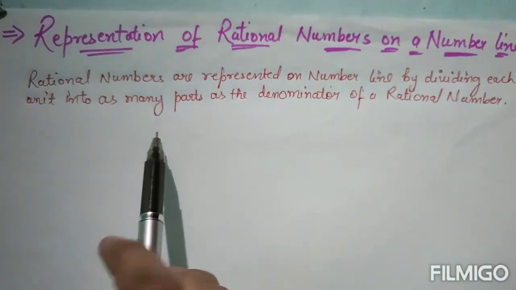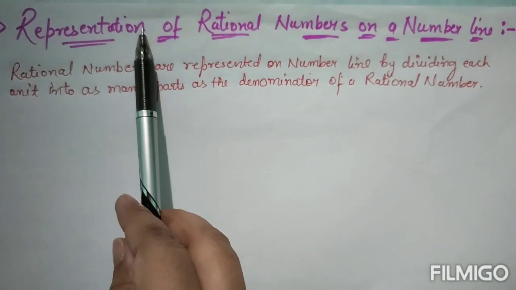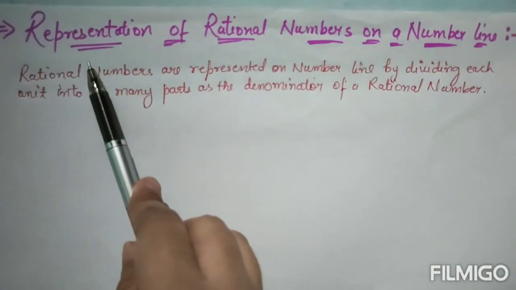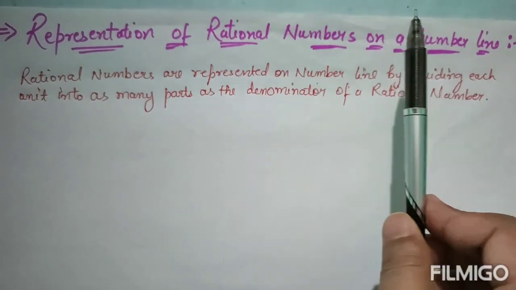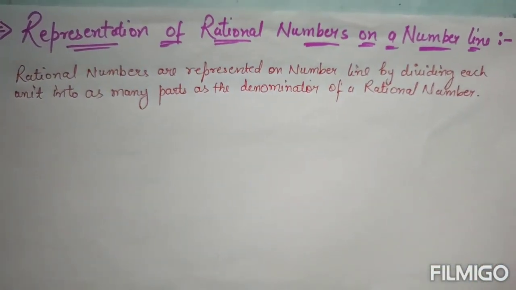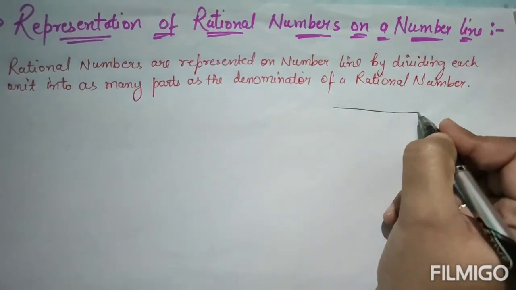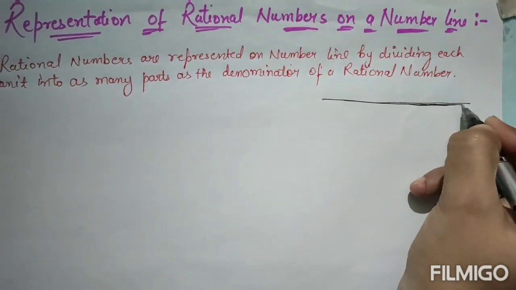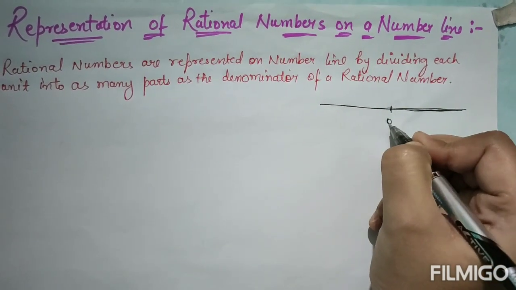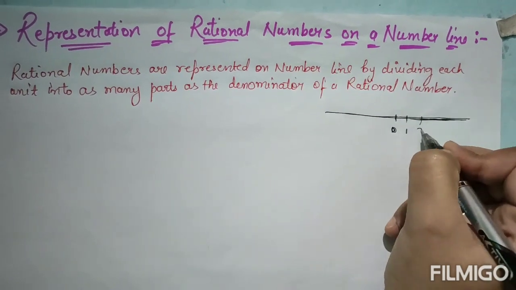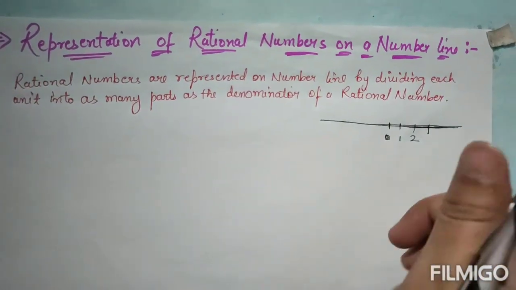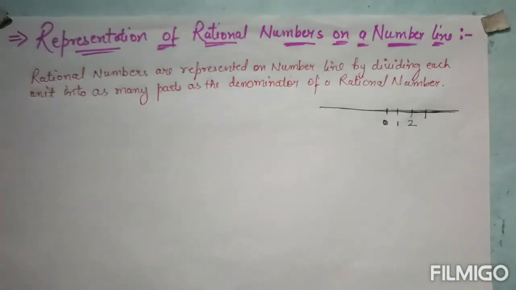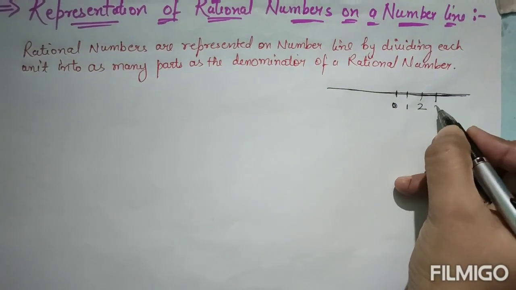Now we are going to tackle the next topic, that is representation of rational numbers on a number line. Now you have to represent or show a rational number on a number line. What is a number line? Look, a number line constitutes numbers in the form of integers. These are 0, 1, 2. You have seen your scale. This is a number line. A scale is a number line which shows numbers in a particular form.